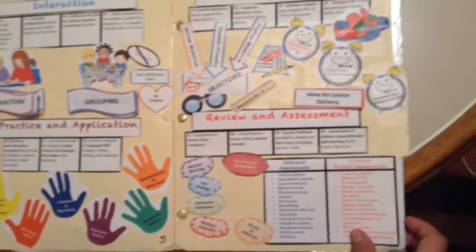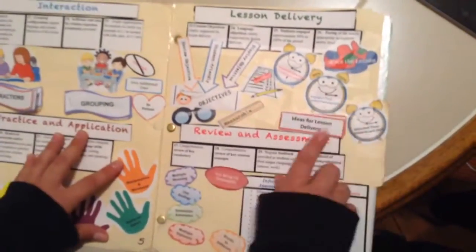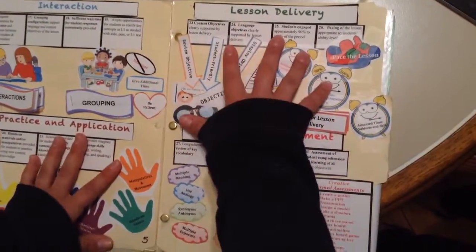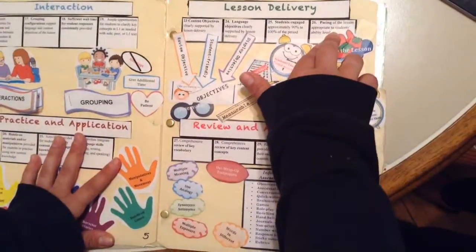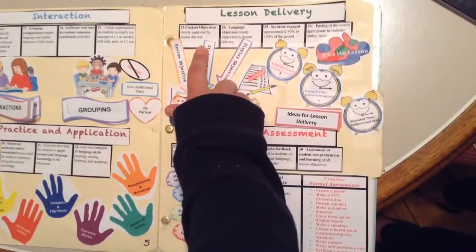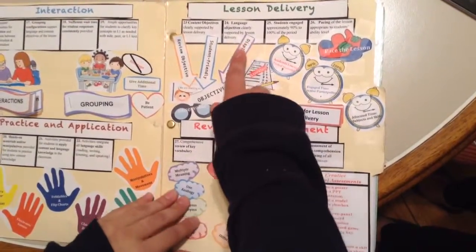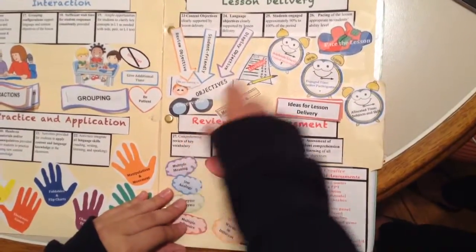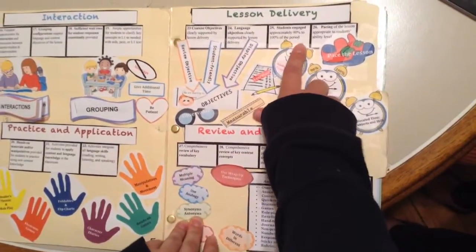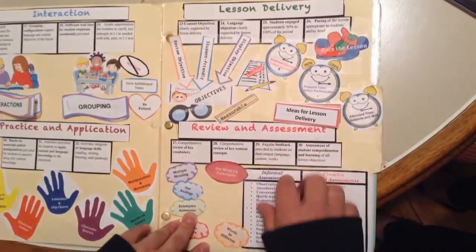The next part and last of the SIOP model is the lesson delivery and review and assessment. For the lesson delivery, we have 4 indicators. Content objectives are clearly supported by lesson delivery. Language objectives are clearly supported by lesson delivery. Students engaged approximately 90% to 100% of the period, and pacing of the lesson is appropriate to students' ability.